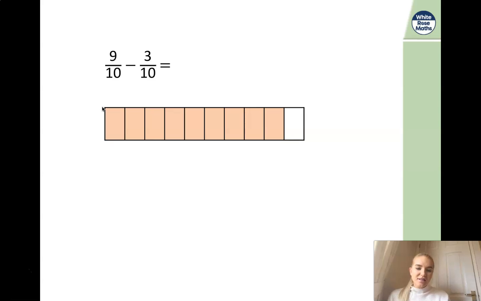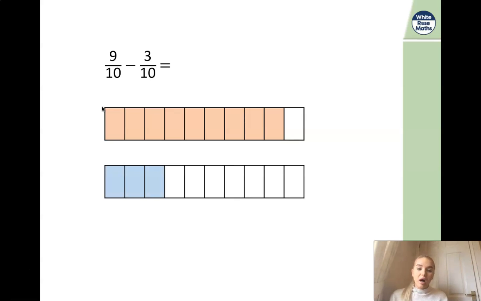But when we're finding the difference, we can use another bar model to help us. So I can see on my first model, I can see 9/10, and on my second model, I can see 3/10. Now what I need to do is I need to find the difference between 9/10 and 3/10. So I'm just going to mark where 9/10 is and where 3/10 is. And then I can count the boxes in between. And I can see that in between these two numbers, there are 6/10.